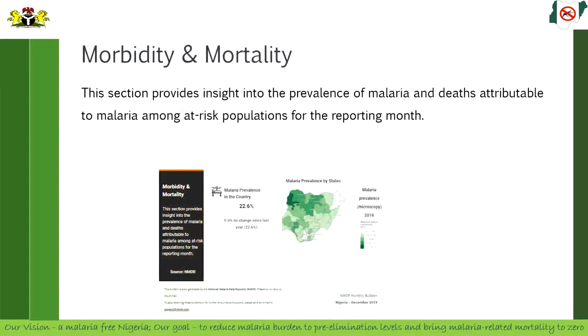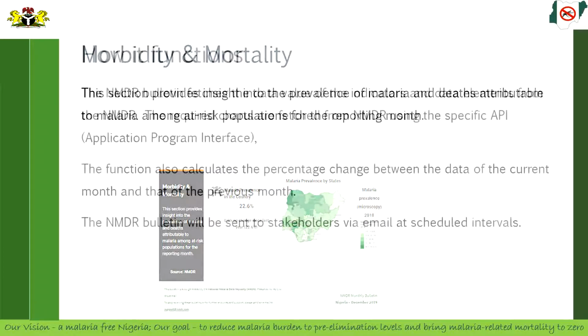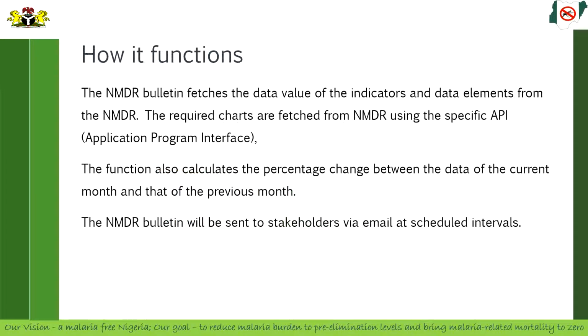Then part of the section is also looking at the morbidity and mortality section. Here, in understanding this, we look at malaria prevalence in the country and by states, and we also added malaria prevalence looking at microscopy only, just to see how these things relate and work together. How it functions is very simple.